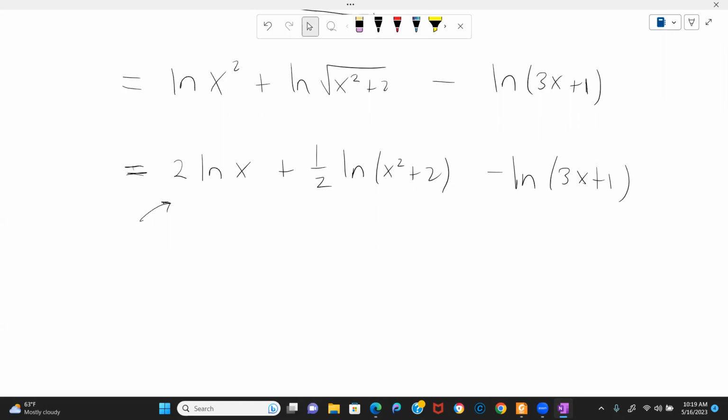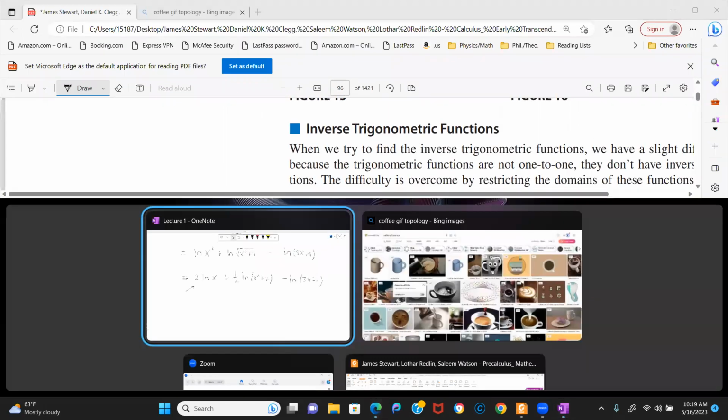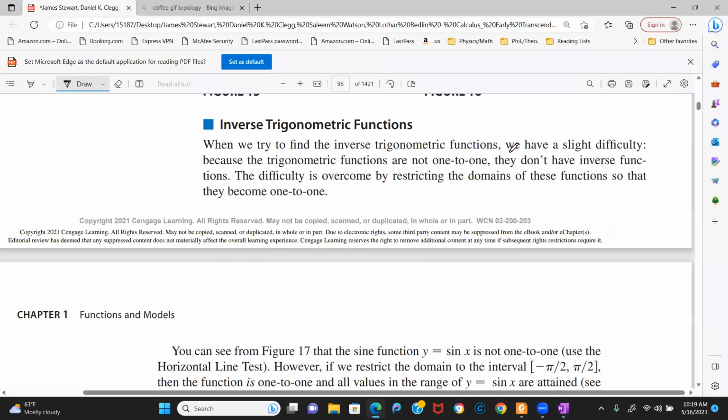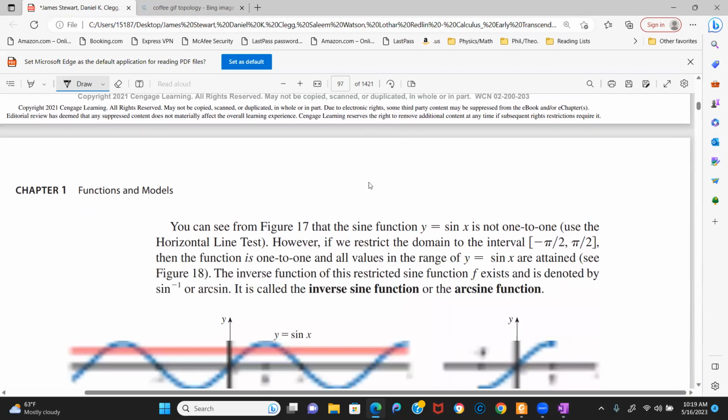All right, so the next thing we want to look at are inverse trig functions. Let me pull the book up again. As I was saying earlier, the trig functions are not invertible. As it says, we have a slight difficulty. We want to find the inverse trig functions, but the trig functions are not injective, or not one-to-one. And that's because they're periodic.